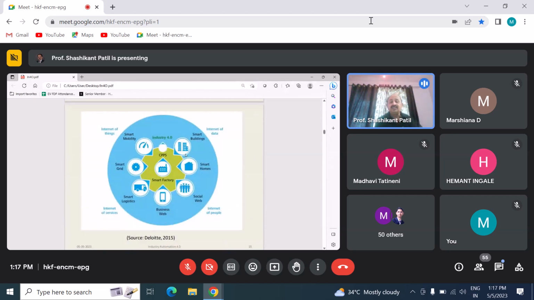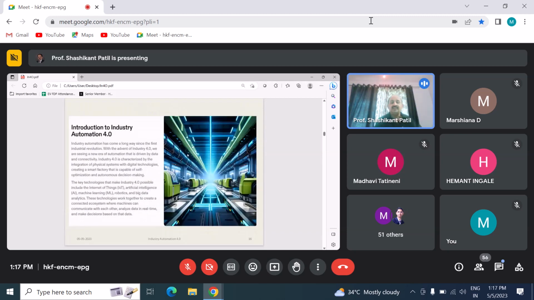Then there is another picture which tells us about these industrial revolutions. These are some of the areas, or technologies, used in industry 4.0: smart buildings, smart mobility, smart grid for managing energy, smart logistics for managing transportation, business web, social web, smart homes. This is one way we can represent or understand industry 4.0. Okay, so let us move to the next.